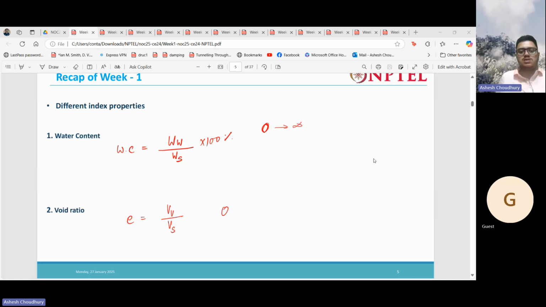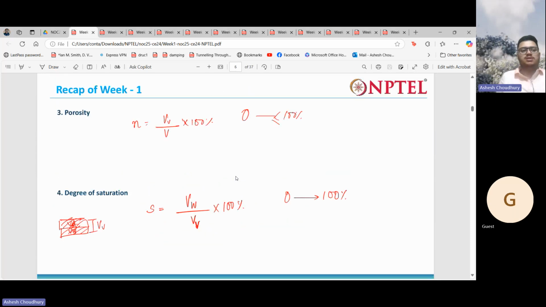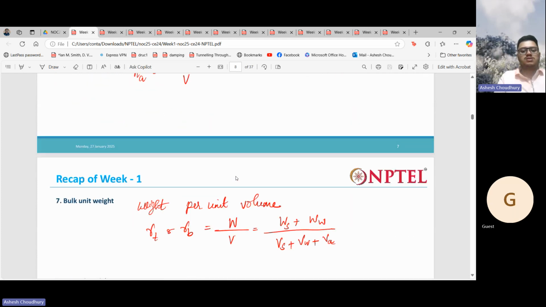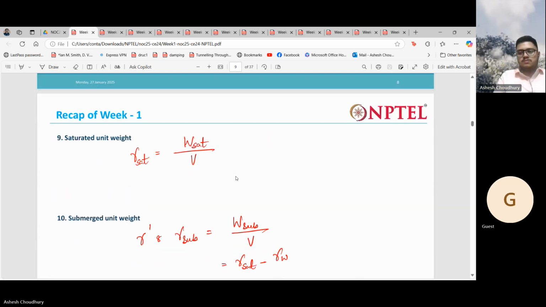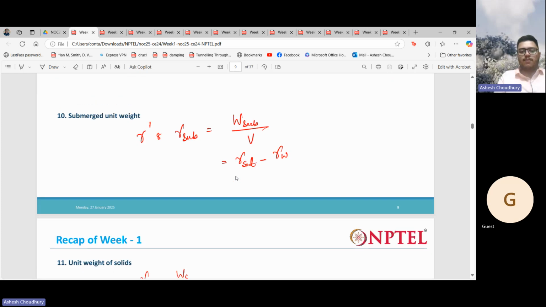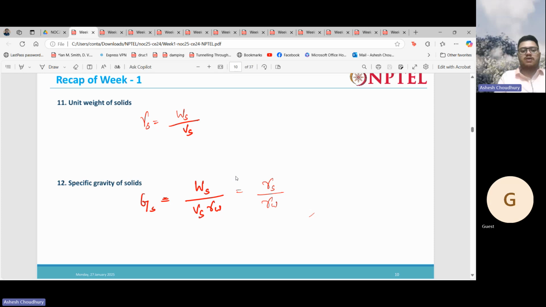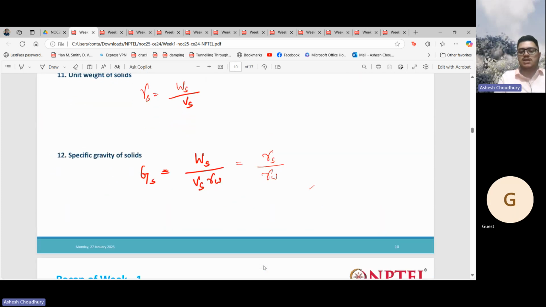These are water content, which is weight of water by weight of solids times 100%, the percentage water content. Then we have void ratio, porosity, degree of saturation, air content, percentage air voids, bulk unit weight, dry unit weight, saturated unit weight, submerged unit weight, specific gravity of solids, and grain size. So these are all the basic index properties.